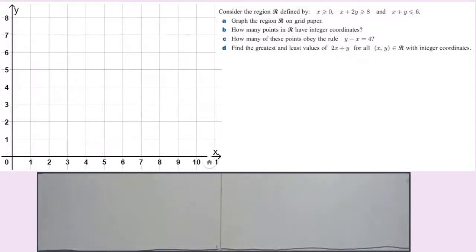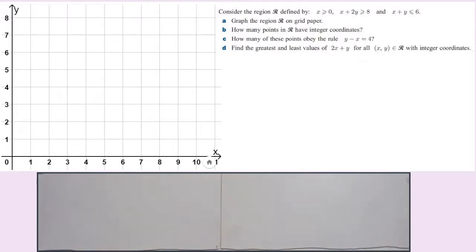Consider the region R defined by x is greater than or equal to 0, x plus 2y is greater than or equal to 8, x plus y is less than or equal to 6. We need to graph the region on graph paper. We need to find how many points in region R have integer coordinates, how many of these points obey the rule y minus x equals 4, and we need to find the greatest and least values of 2x plus y for all x, y that are elements of the region with integer coordinates.